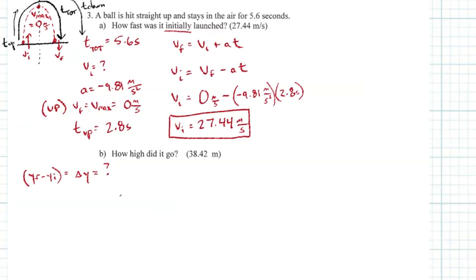So that's what we don't know. What else do we know? Well, we know that, assuming this is on Earth, gravity is negative 9.81 meters per second squared.